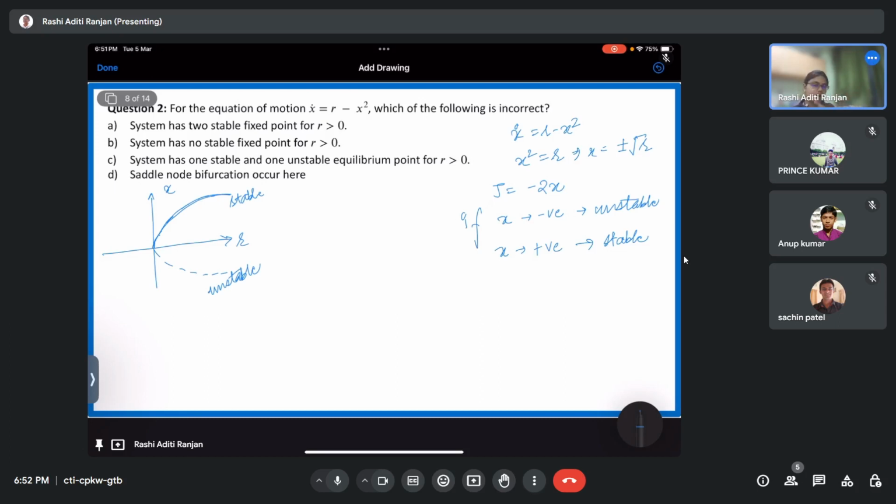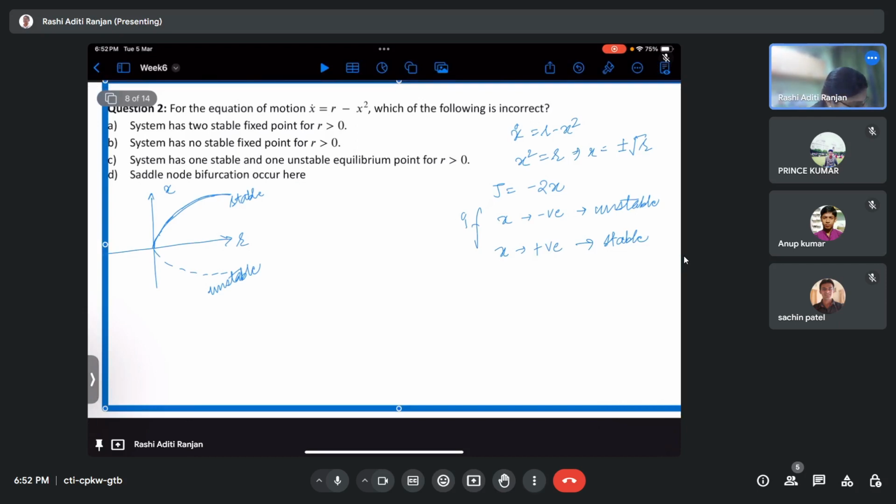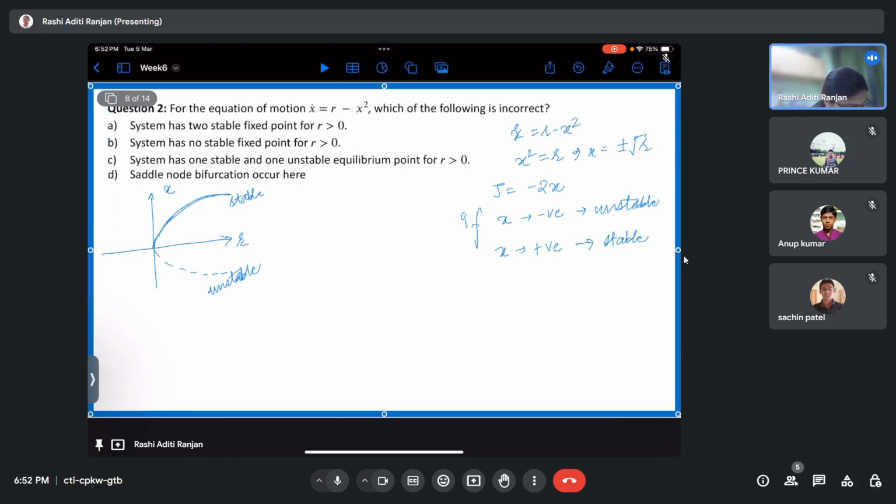Okay, both can occur anyway. Either there is no fixed point and then there are two fixed points, one stable and unstable, or when there are two fixed points, one stable and unstable, they come together and lead to no fixed point. Okay, so coming on to the options: system has two stable fixed points for r greater than 0? No. System has no stable fixed point for r greater than 0? No. System has one stable and one unstable equilibrium point for r greater than 0? This is your correct option.